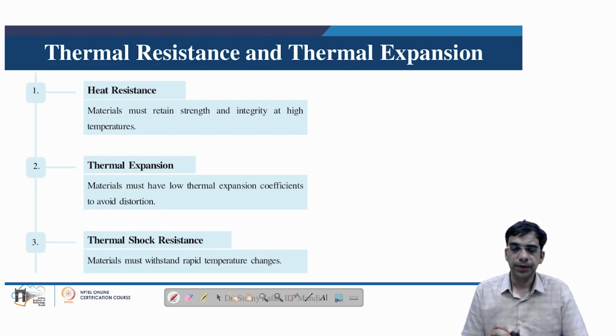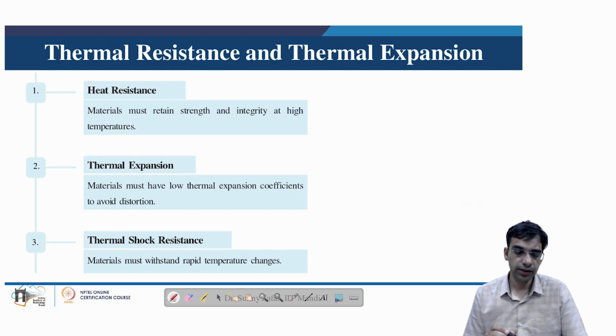Some of the thermal properties are also very important for the materials in turbines. These include heat resistance. Heat resistance is basically the ability of the material to retain its strength and integrity at high temperatures. The second criterion is thermal expansion. Thermal expansion is largely dependent on the thermal expansion coefficients, and materials must have a low coefficient of thermal expansion to avoid any sort of distortion.